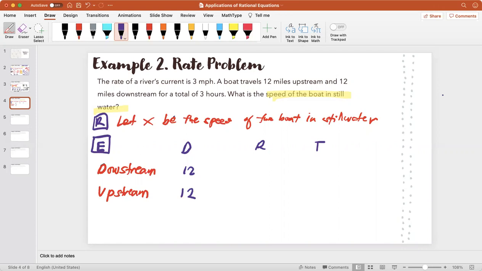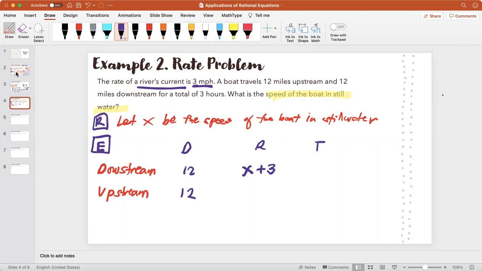How about the rate downstream? Remember, the rate downstream is simply the rate of the boat in still water plus the rate of the current. So what's the rate of the boat in still water? We don't have it, it's your x. x plus the rate of the current. What's the rate of the current? It is 3. So that's x plus 3.